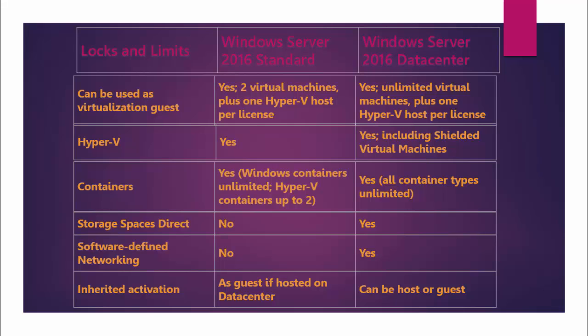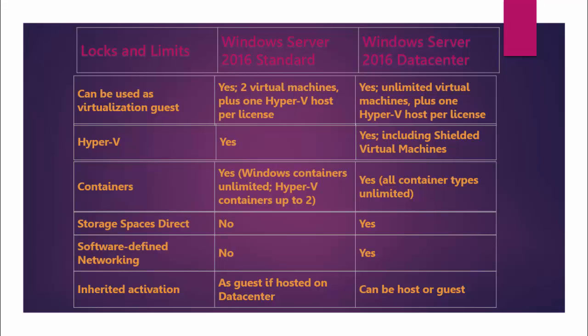So Windows Server 2016 has two editions, the standard edition and a data center edition. Both can be used as a virtualization guest operating system. With standard, you can configure it as a Hyper-V host and also get two VM licenses for free, whereas data center allows you unlimited VMs per install. Both support Hyper-V, but data center in addition supports shielded virtual machines.